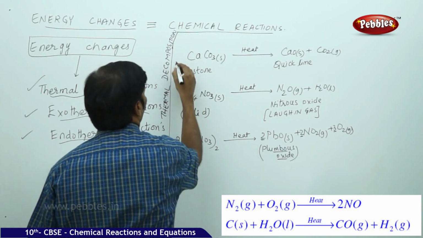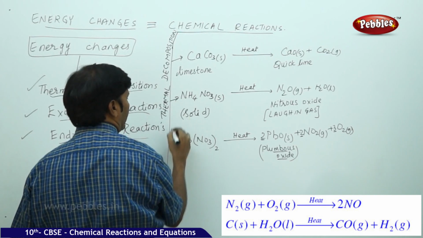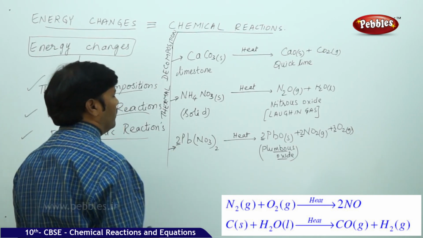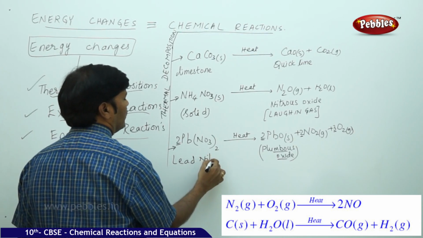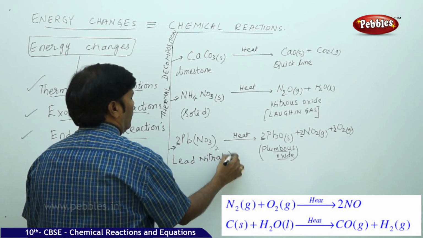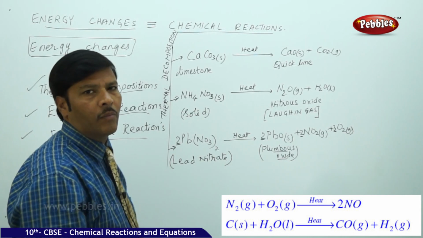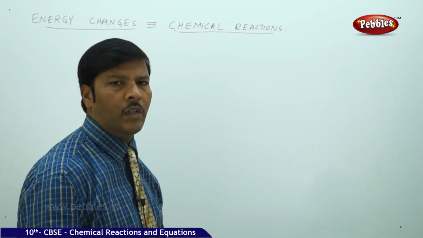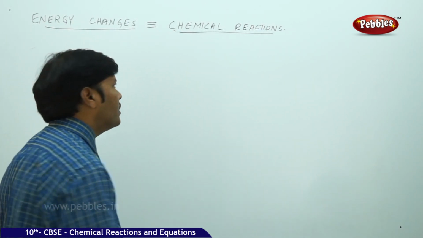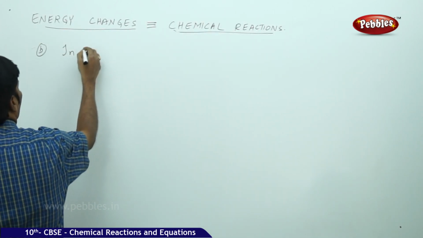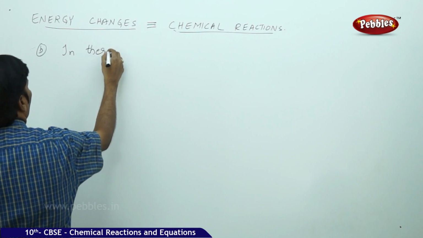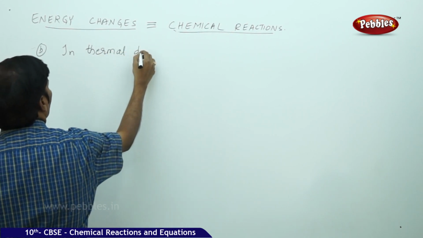Thermal decomposition. First example, second example and third example. So this is lead nitrate. This is the third example, lead nitrate. So the next part of the discussion in thermal decomposition is the second category.